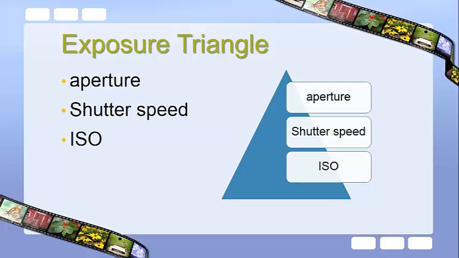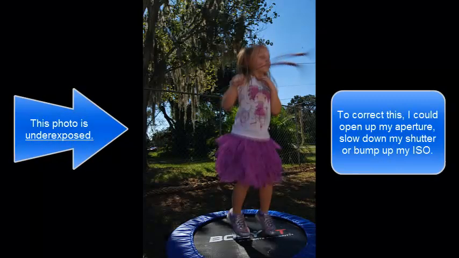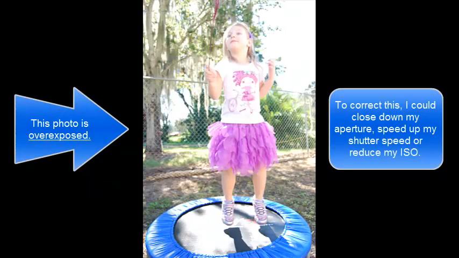To help put everything in perspective, let's look at two photographs together. The first one is underexposed. How should I change my camera settings to adjust for the lack of light? The second photograph is overexposed. How should I change my camera settings to lessen the light coming into my camera?